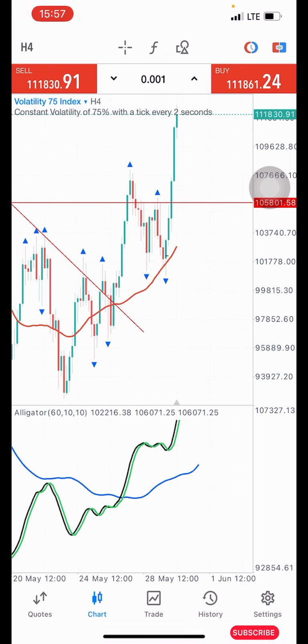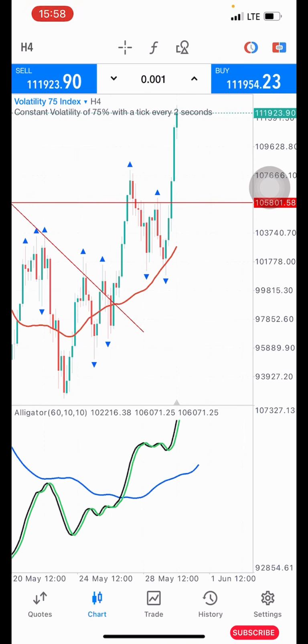But before I do that, I want to tell you guys that you should always practice this strategy with your demo. Make sure you practice for like a week or two, confirm the strategy is working for you before you go live. Although this is a very powerful strategy, this is a VIP strategy, so make sure you practice very well first, master the strategy before you deposit money and start trading.